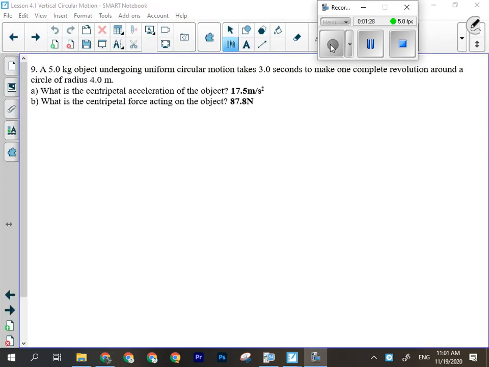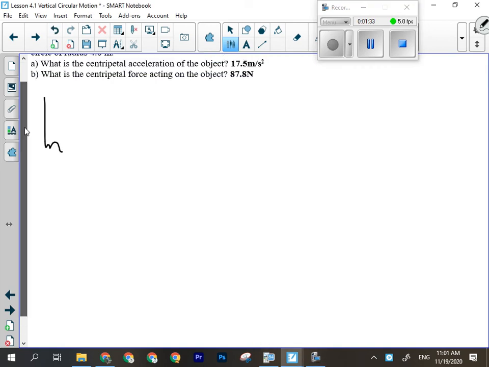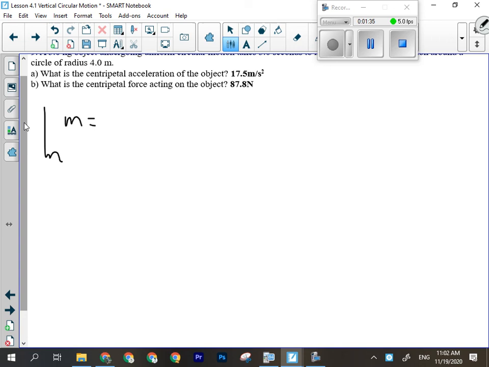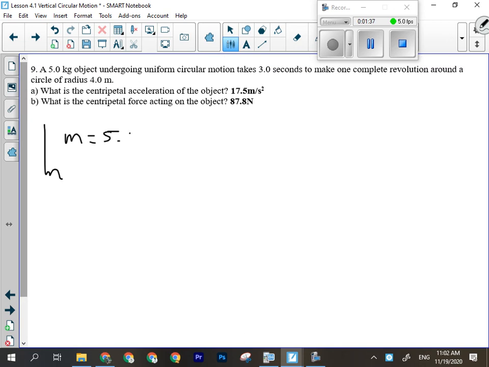All right, so for number 9 here, we have a 5-kilogram object. We know its mass is 5 kilograms, and we know that it's undergoing uniform circular motion. There's the key: uniform circular motion. Is this a vertical circular motion question? I tricked you. Once in a while I do that. I just throw in a question that doesn't belong on a worksheet to see if you're reading them carefully. But we'll go through it anyway.